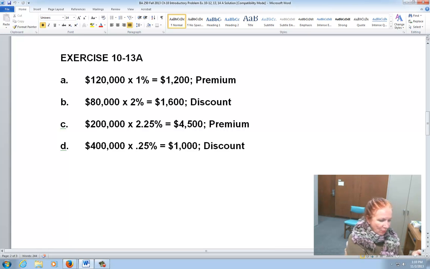Rays issued $200,000 of 15-year 9% bonds at 102.25. So it's going to be a premium because it's over 100%. It's going to be 2.25% higher. So we're going to multiply 200,000 times 2.25%, and the premium will be $4,500.